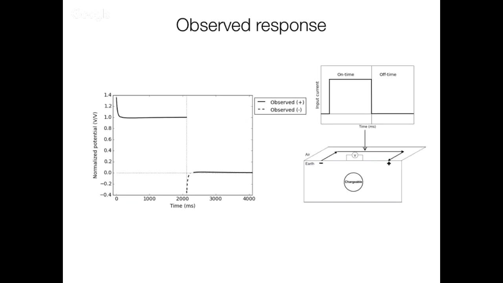So let's look at the observed response. If we've got an on-time system, we turn it off and we get something that looks like this. The part that we're interested in is this part here. This is the induced polarization part, but there's a time in here where everything is contaminated by the inductive currents.